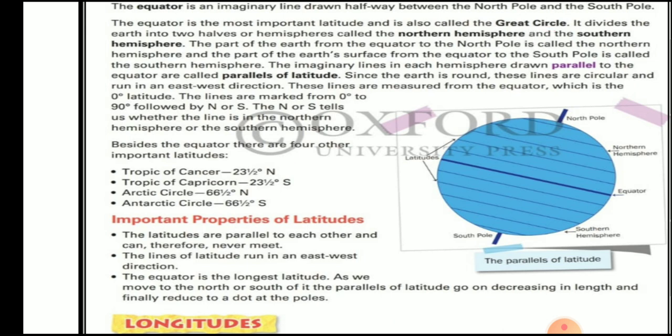Besides the equator, there are four other important latitudes: Tropic of Cancer, that is at 23.5 degree north; Tropic of Capricorn, that is 23.5 degree south; Arctic Circle, 66.5 degree north; Antarctic Circle, 66.5 degree south.